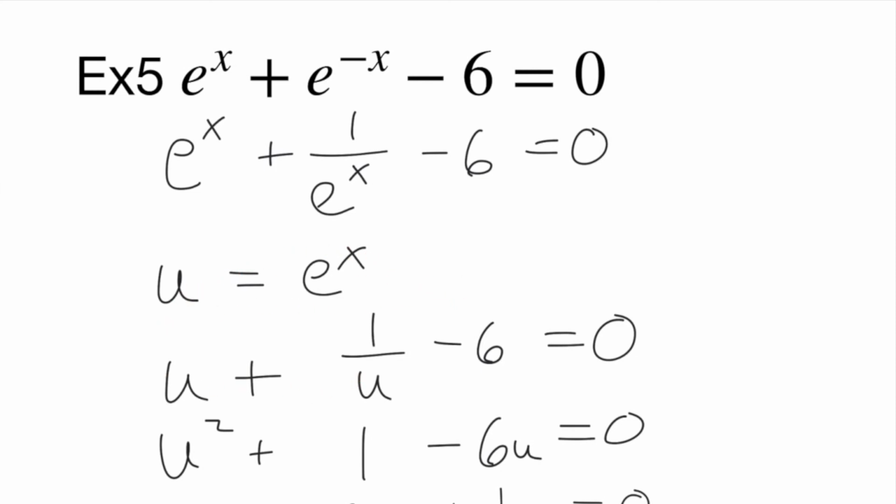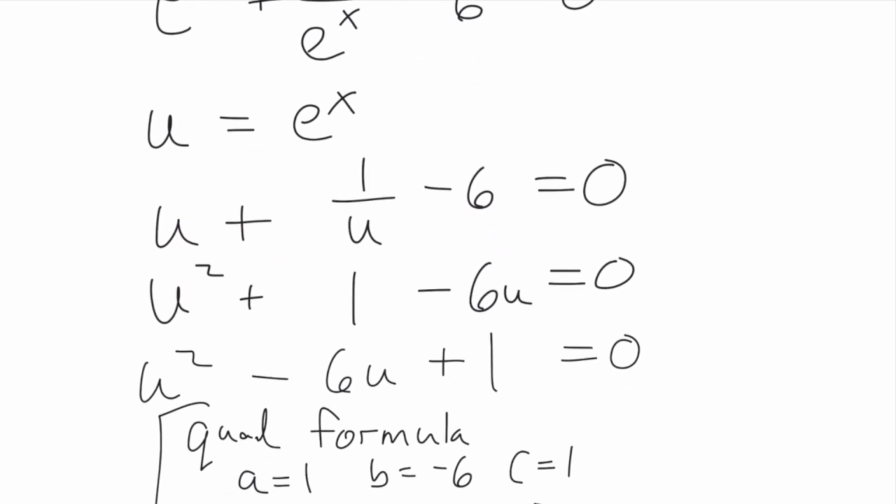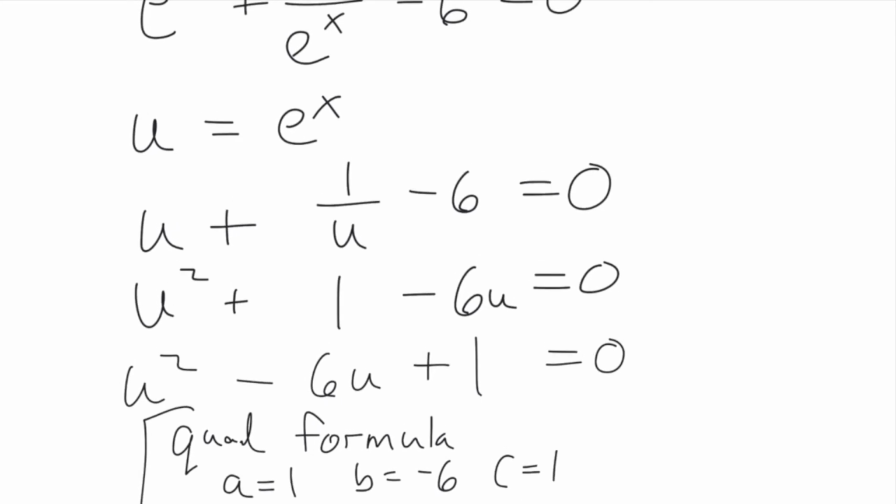Once you do that, it gets a little easier because you just have u plus 1 over u minus 6. Now you should take care of that fraction. It'd probably be easiest to multiply all the terms on both sides by u. So then this u becomes u squared. The u's here cancel, and this minus 6 becomes a minus 6u. Rearranging the terms a little bit, it looks like a quadratic: u squared minus 6u plus 1 equals 0.